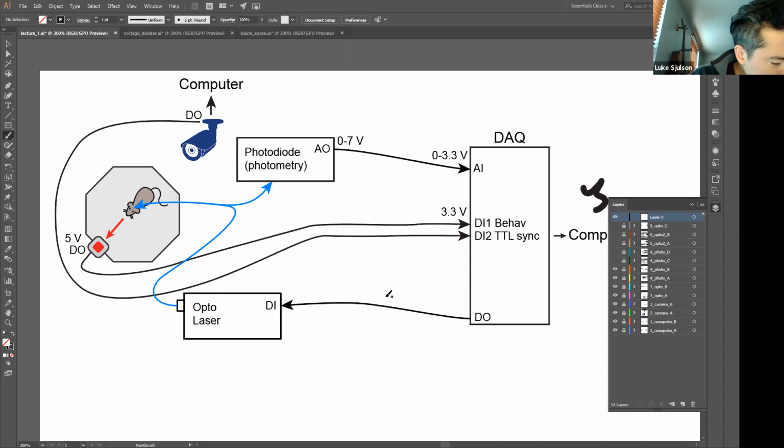Okay. So now I guess the next question is, how do we know what the voltage here was when we're at the level of the computer?